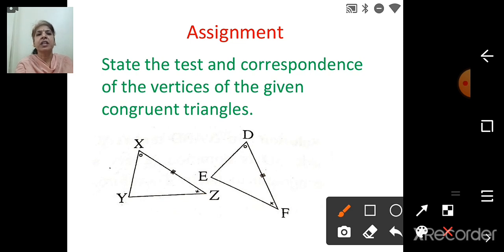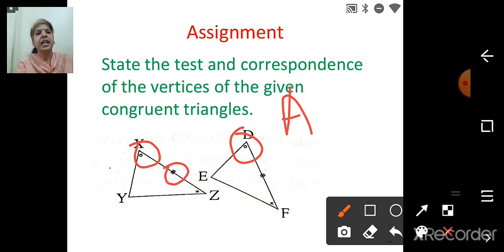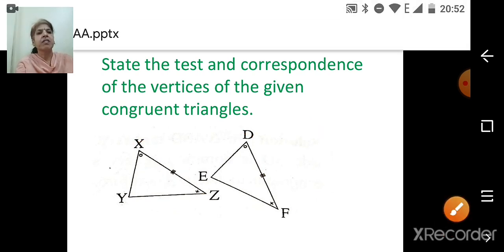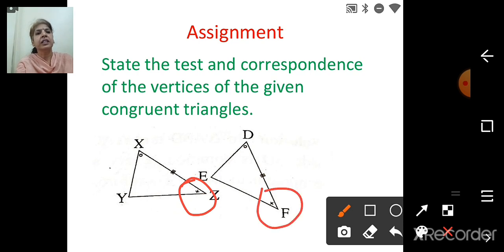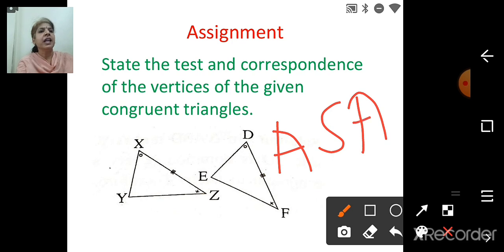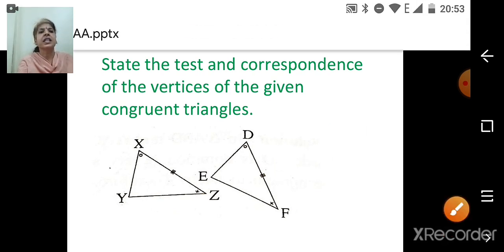Now test. Which is the test, children? Angle is congruent. So A, angle congruent. Then side is congruent. So S, and then what is congruent? Another angle. So it comes to which test, children? Angle, side, angle. So this is a question which was given in the previous session as assignment for writing correspondence. Same question we are writing now, test also. So these two are congruent by ASA test.